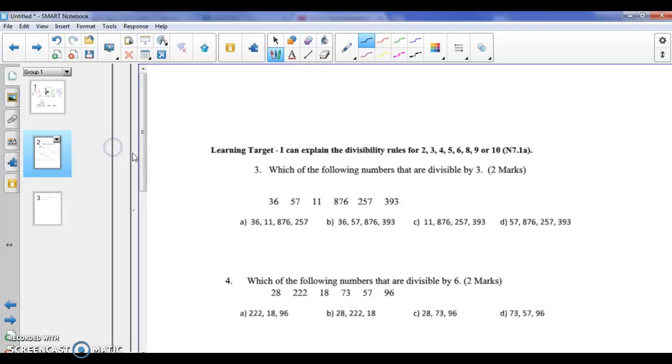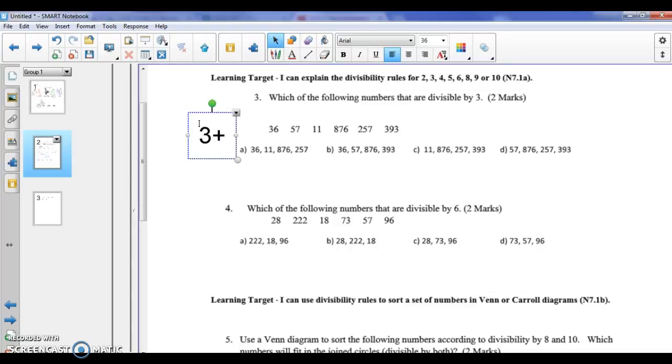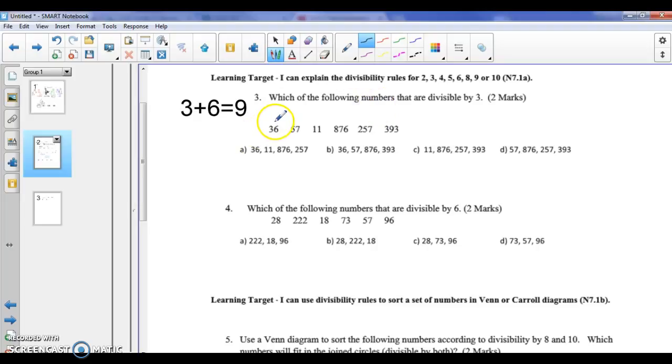Another divisibility question. I can explain the divisibility rules. Which of the following numbers are divisible by 3? The trick is you take the two numbers and add them together and see if those two numbers are both divisible by 3. So I know that 3 plus 6 equals 9, and 9 is divisible by 3, so I know that 36 is also divisible by 3.